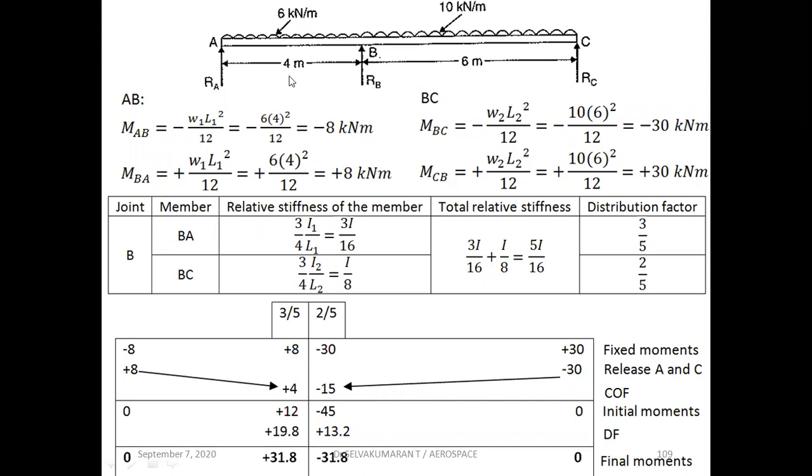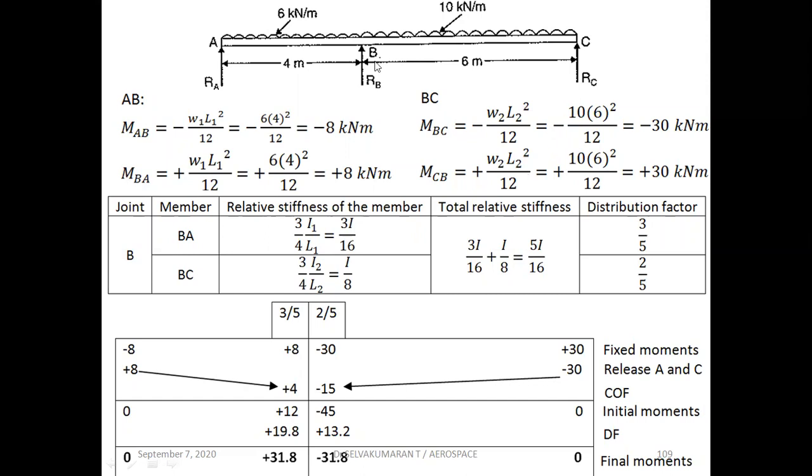Now for the individual fixed end beams subjected to UDL, how do we find the fixed end moments? The formula we have seen already. For AB at A, the moment will act anticlockwise, so minus WL square by 12. At B, MBA is plus WL square by 12. Similarly, for span BC, MBC anticlockwise is minus WL square by 12, and then MCB clockwise, so plus WL square by 12.